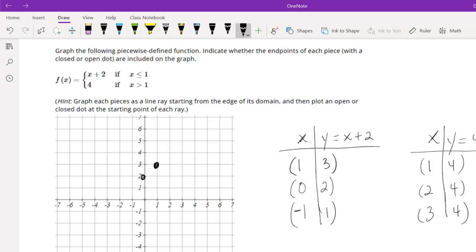I'm also going to graph the point -1, 1. So here again, I'm at the origin. I'm going to go 1 place to the left and up 1. And I'm going to connect the points for our graph. I'm going to graph the other piece of our function. The first ordered pair is 1, 4. Since we don't have an equal to bar in our equation, I'm going to use an open circle. I next want to graph the point 2, 4. I'm also going to graph 3, 4. And I'm going to connect the line, and we have our graph.